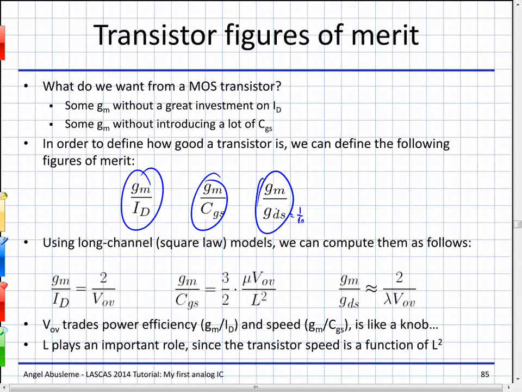If we use long channel equations, square law equations, low field equations, we get to these three expressions that are very simple to obtain. VOV, as we see here, trades power efficiency and speed, right? If we increase VOV, we lower this power efficiency, but we increase the speed. But we also lower the gain. It's like a knob. So VOV acts as a knob that we can use to tune the performance that we want from a transistor.